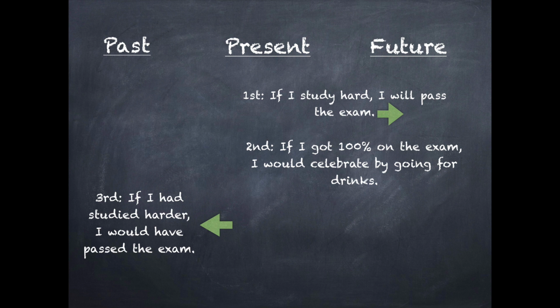Okay, so let's move to the third conditional now. As you can see from the diagram, it's referencing the past. Okay, so the example is, if I had studied harder, I would have passed the exam. This is an action in the past. It is a regret, of course, because the person didn't pass the exam. And now they feel bad. Possibly this could impact the future.